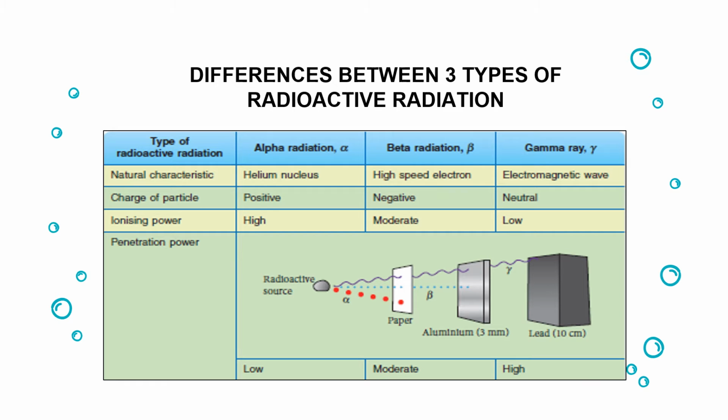For the ionizing power, alpha has high ionizing power. Beta has moderate ionizing power. Gamma has low ionizing power. For the penetration power, alpha particle is easily stopped by paper, while beta particle can travel a bit further and is stopped by aluminium. A gamma ray has a different situation.